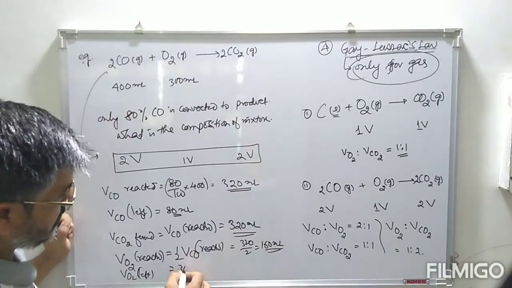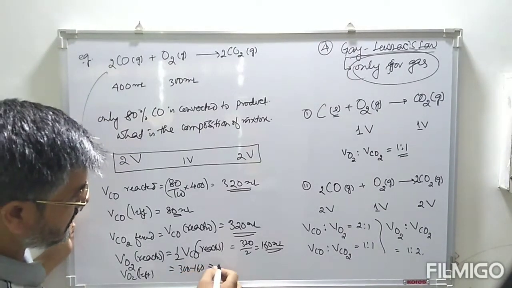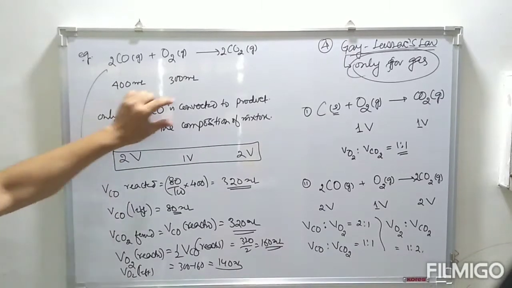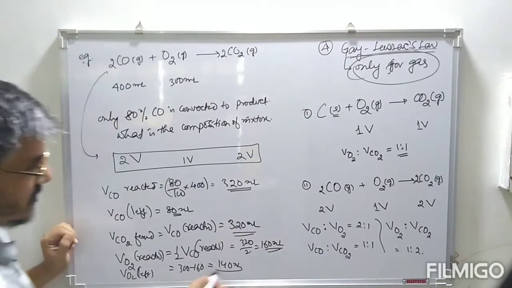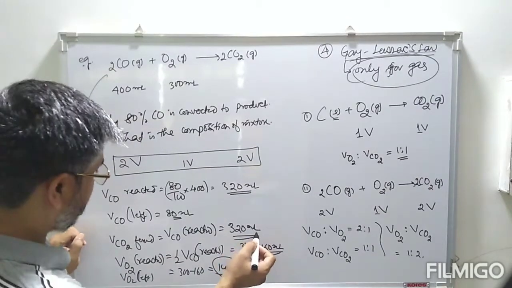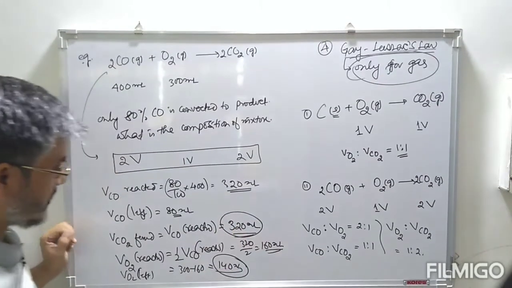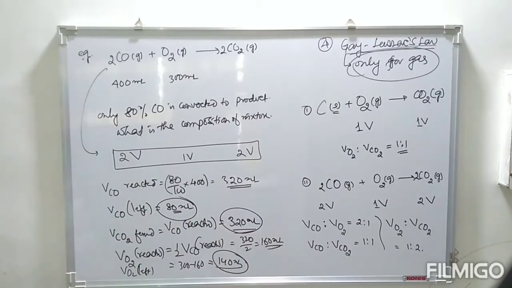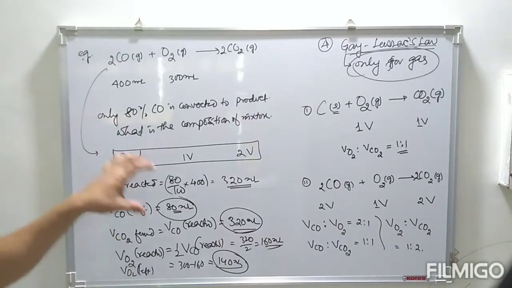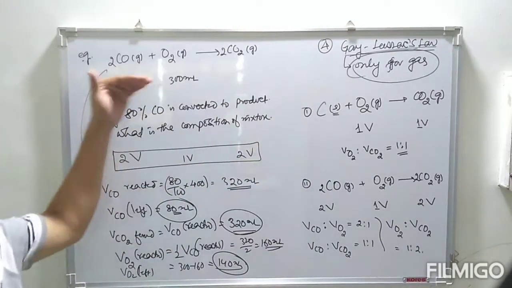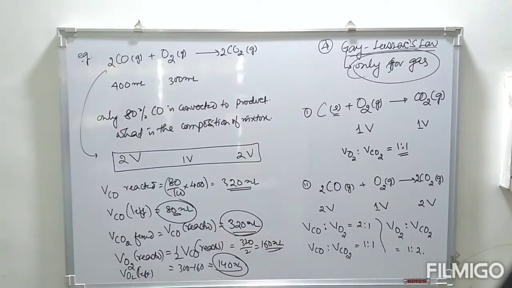So we have 300 minus 160, that is 140 ml. So the composition of the mixture is 140 ml oxygen left, 320 ml carbon dioxide formed, and 80 ml carbon monoxide left after this reaction. So this is how we apply the law of combining volume for reactions involving gases.